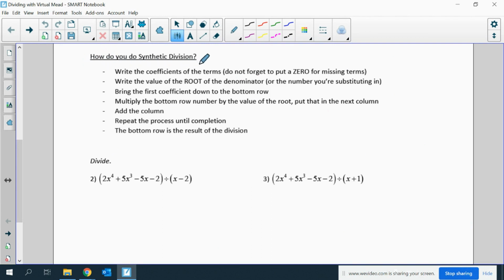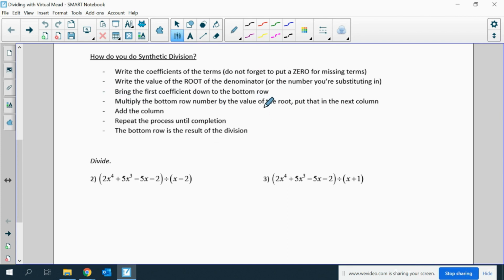So now the question becomes, how do you do synthetic division? We'll go over it a little more slowly. There's a video on this that you're going to watch tonight, but we're going to do a brief introduction today so you can do some problems. Write the coefficients of the terms. Do not forget to put a 0 for missing terms. Write the value of the root of the denominator, which is the same thing as the number that you would be substituting in if you're talking about a substitution problem.